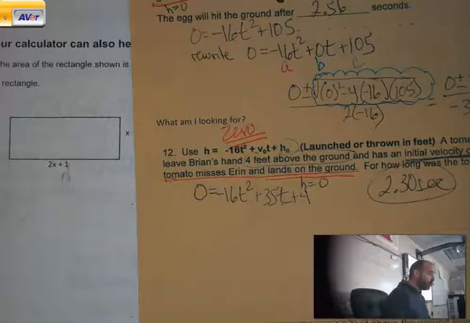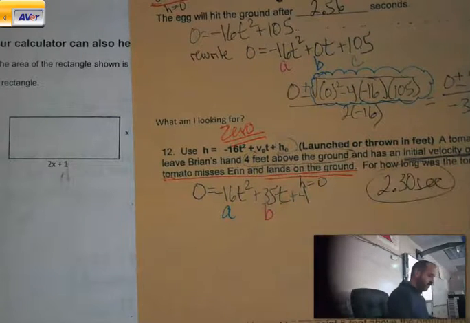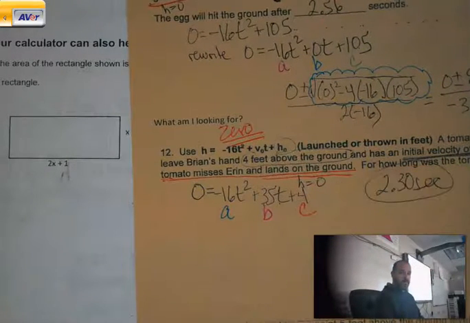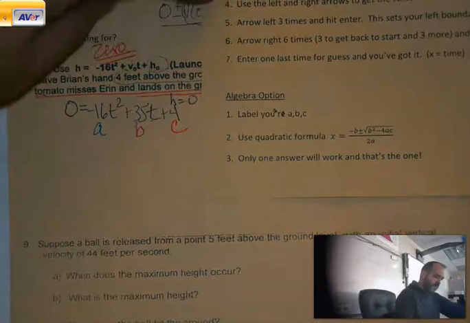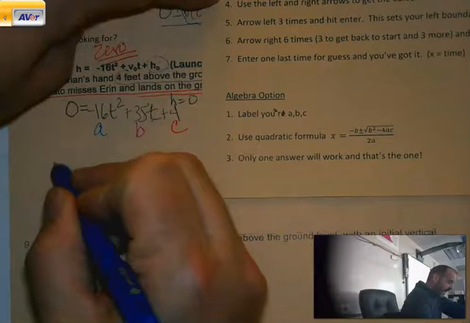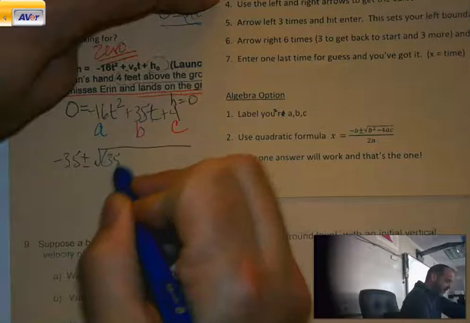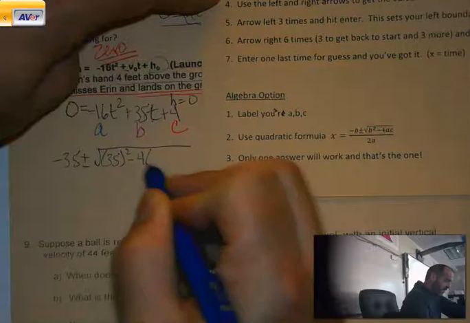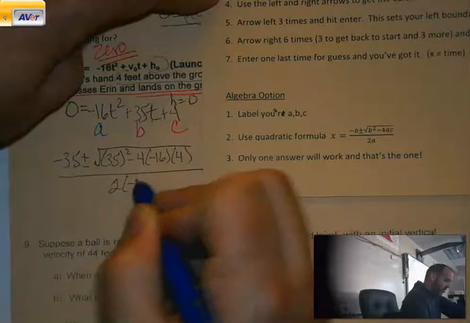If you are the algebra person, a, b, c, and back to the quadratic formula we go. So let me get that above my head. There we go. So let's see here. The opposite of b, we actually get to do that this time, plus or minus the square root of b squared minus 4ac all over 2a.